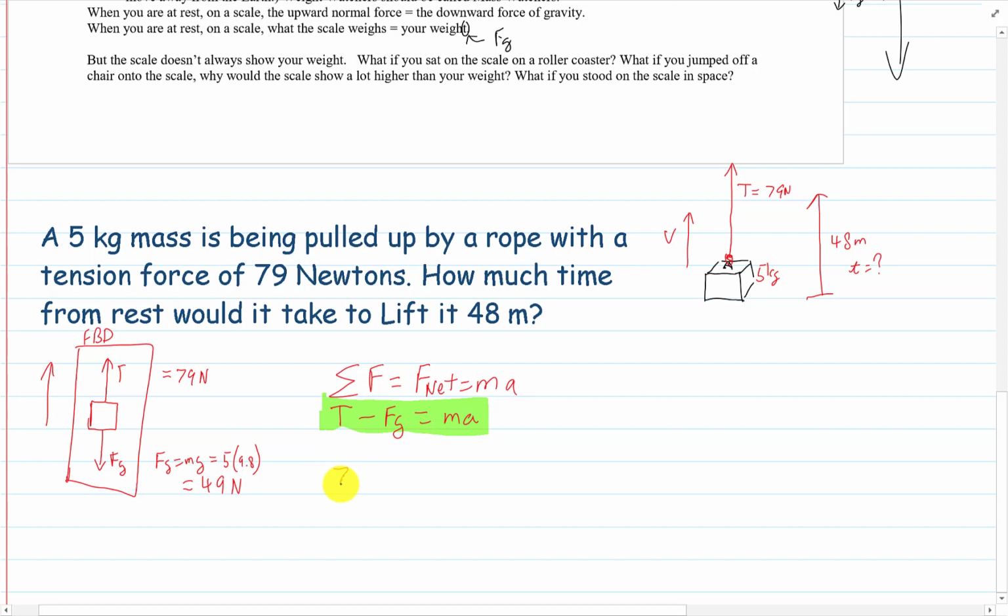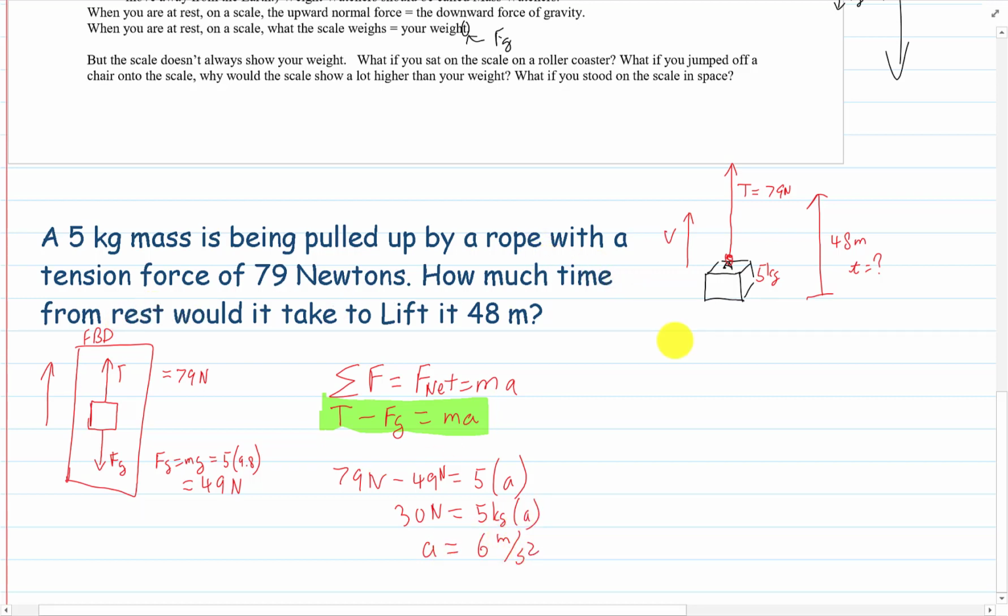So the tension is 79 newtons minus 49 newtons is equal to the mass 5 times a. This is 30 newtons, and that equals 5 kilograms times a. So a is going to equal 6 meters per second squared.